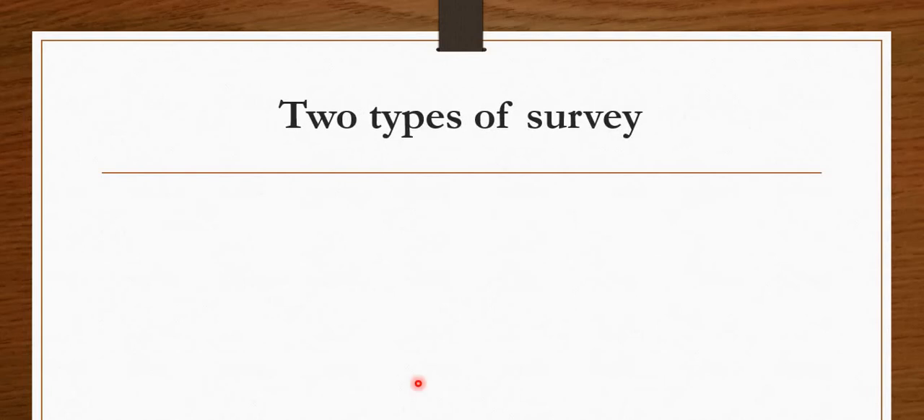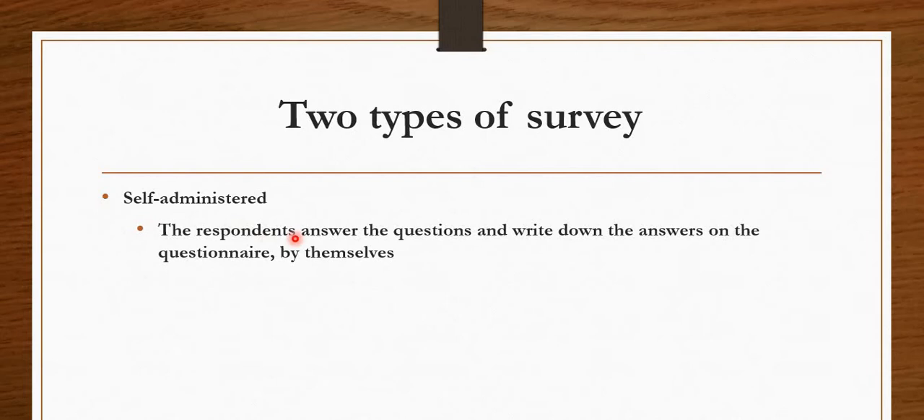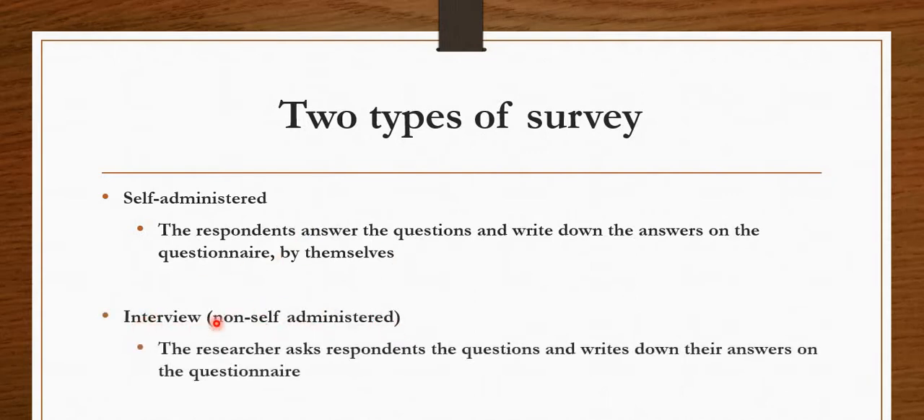There are two types of survey. We have the self-administered survey, which the respondents answer the questions and write down the answers on the questionnaire by themselves. Or we have an interview or non-self-administered survey, wherein the researcher or the analyst or the data gatherer asks the respondents the questions and writes down their answers on the questionnaire.